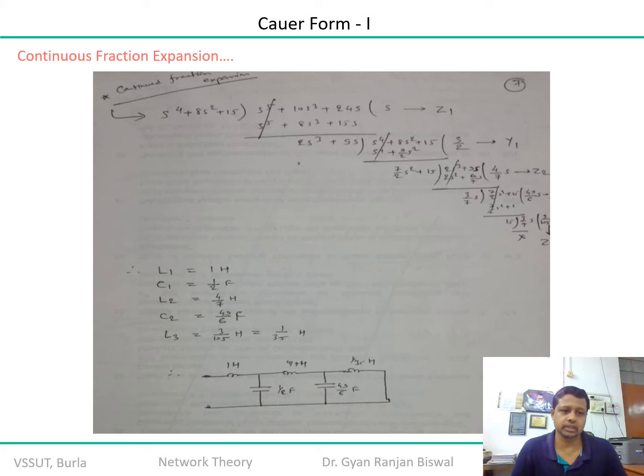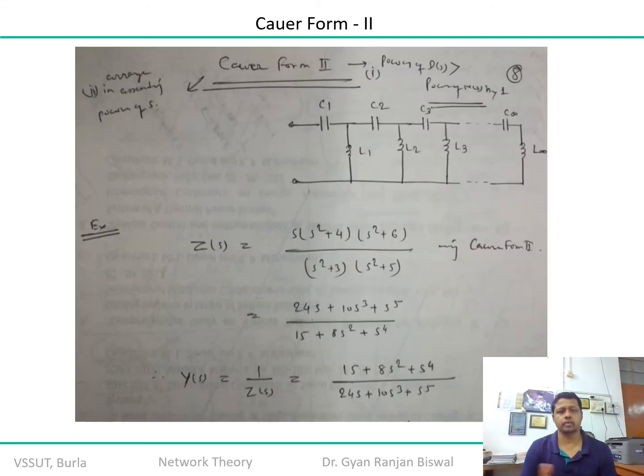So I hope that with this you are able to develop the fundamental requirement of Cauer form 1, that in which circumstances Cauer form 1 can be realized or not, and if it can be realized, how to apply Cauer form 1 to synthesize or design the required electrical network. Okay. Let's see Cauer form 2.